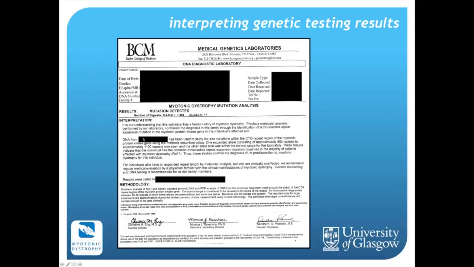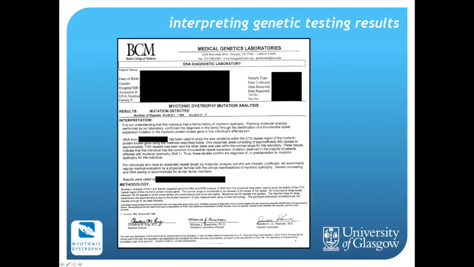So the DNA has been taken from this individual. We've anonymized this report here, and it's used to study the size of the CTG repeat in the blood DNA of that given individual. And what they're reporting here is that one expanded allele, so allele is the technical name that we give for the different versions of the gene that an individual has. So each individual will have two versions of the DMPK gene, one inherited from their affected parent and one inherited from their unaffected parent. So we'll have two alleles, two different copies of the gene.